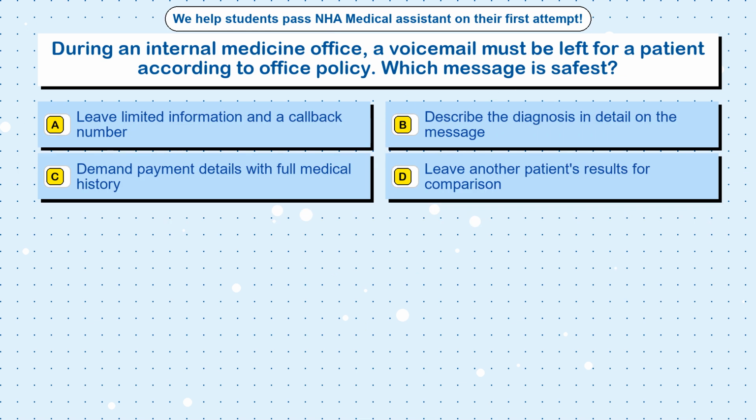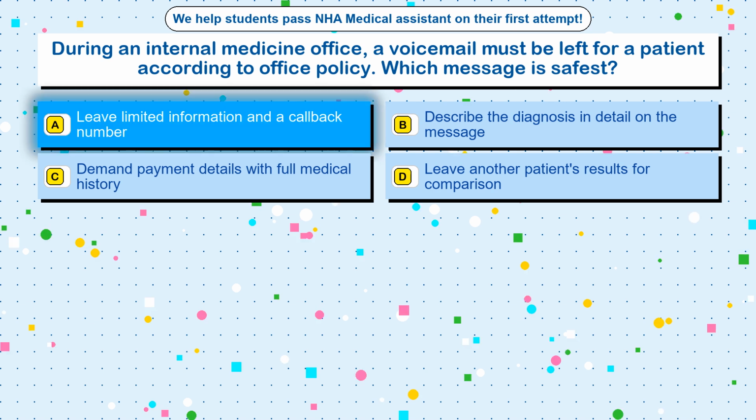Question 96. During an internal medicine office, a voicemail must be left for a patient according to office policy. Which message is safest? Option A, leave limited information and a callback number. Option B, describe the diagnosis in detail on the message. Option C, demand payment details with full medical history. Option D, leave another patient's results for comparison. The correct answer is option A, leave limited information and a callback number.